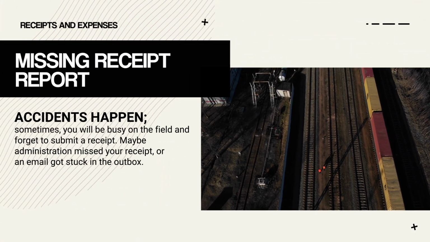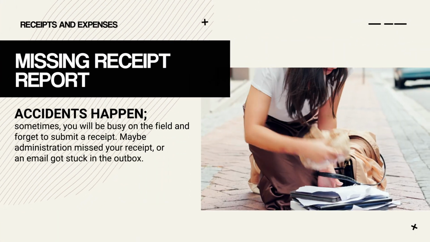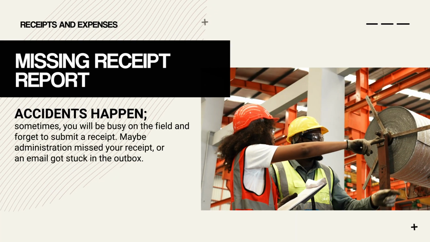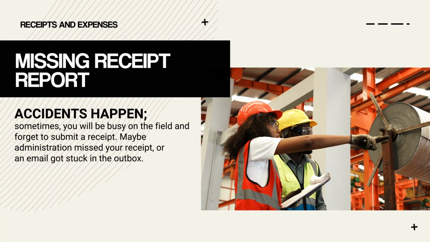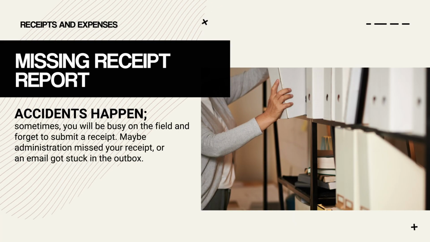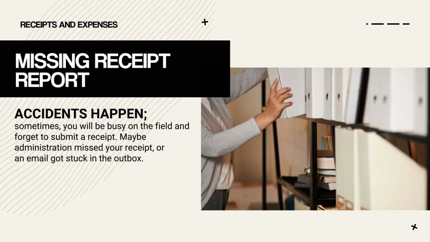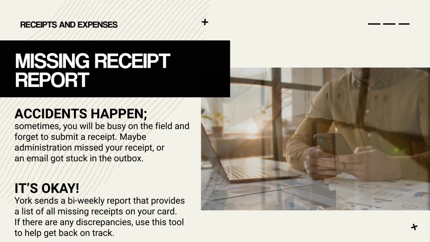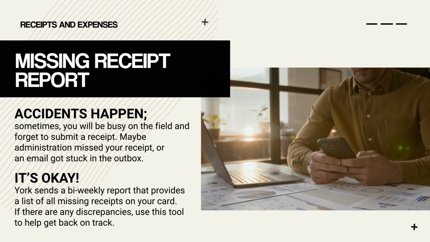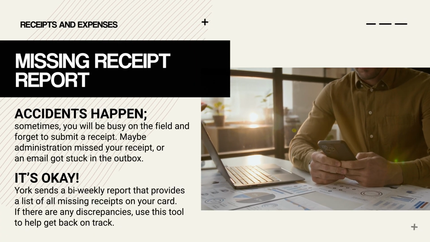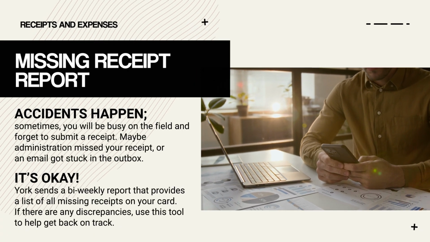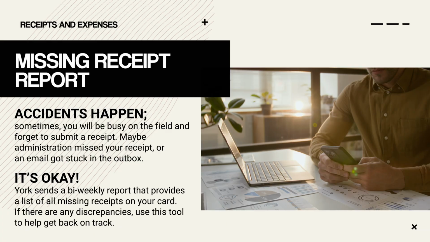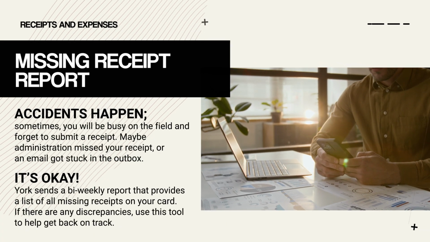Missing receipt report. Accidents happen. Sometimes you will be busy on the field and forget to submit a receipt. Maybe administration missed your receipt, or an email got stuck in the outbox. It's okay. Yours sends a bi-weekly report that provides a list of all missing receipts on your card. If there are any discrepancies, use this tool to help get back on track.